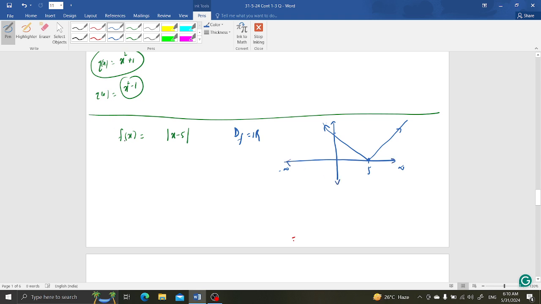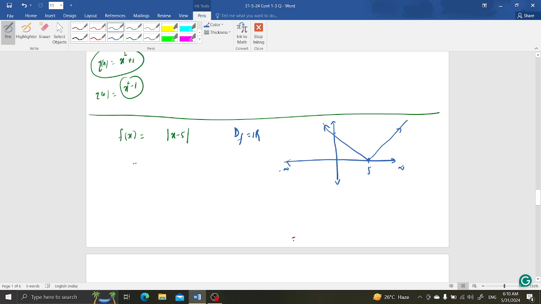Now from the graph we can observe that without lifting our pen we can draw the graph of f(x) equals mod of x minus 5. So we can say that the function is continuous. If we have a 1 mark question, you can simply draw the graph and see if there is any breakage. No breakage, hence the function is continuous. But if the question came in 2 marks or 3 marks, how can we proceed?